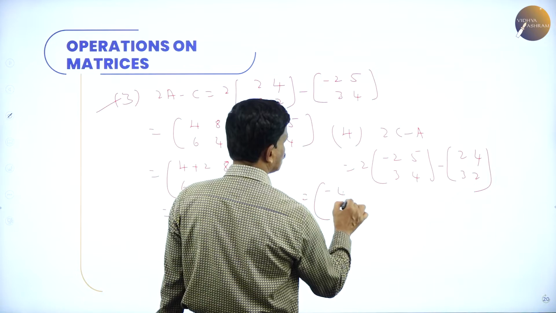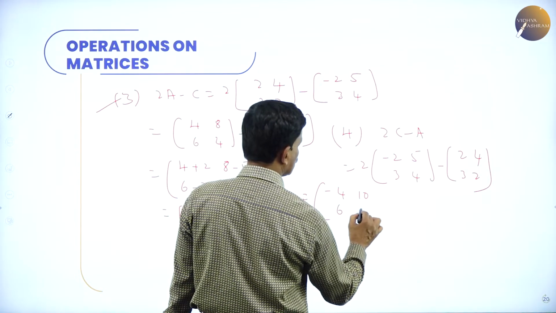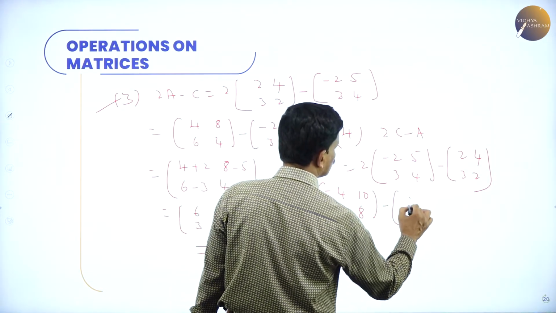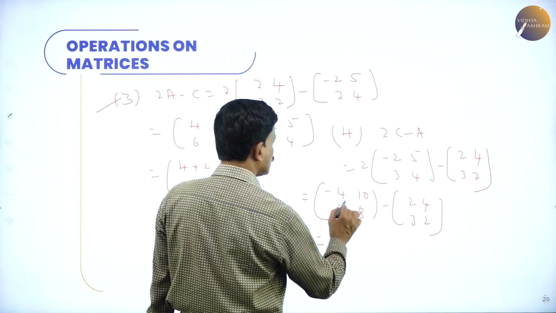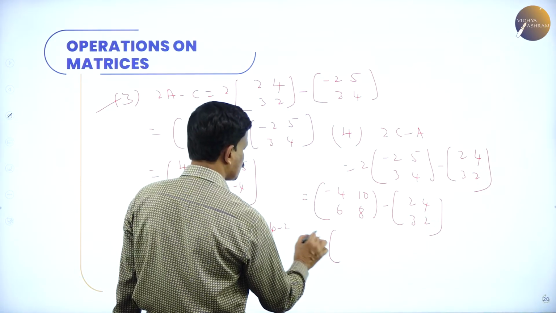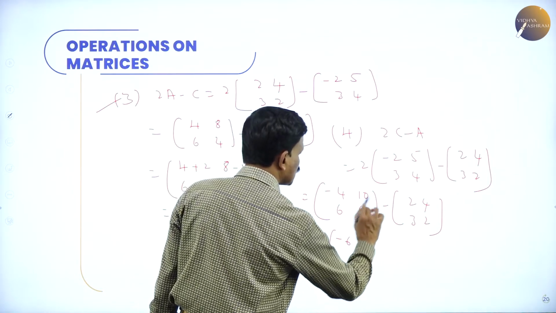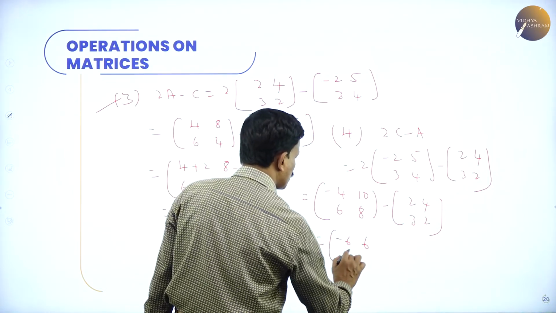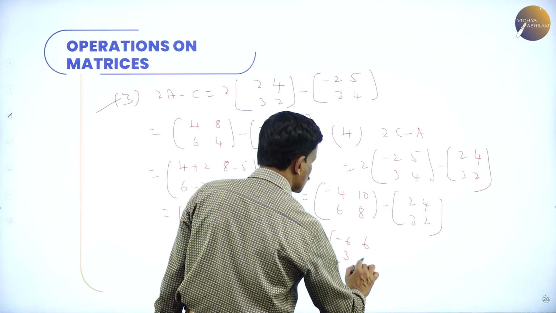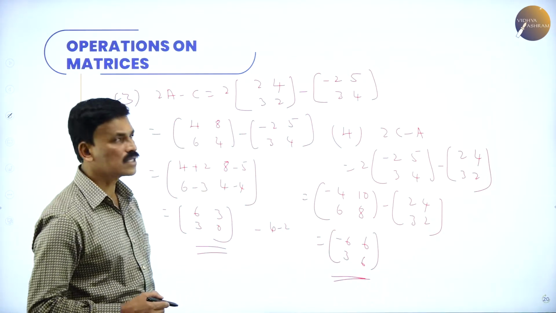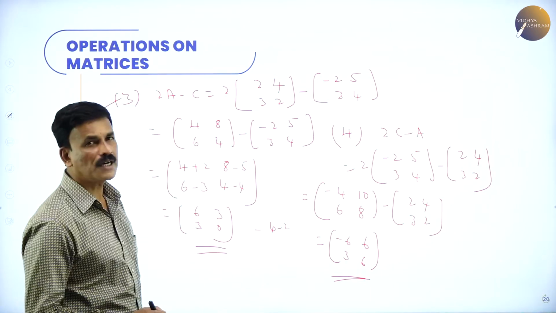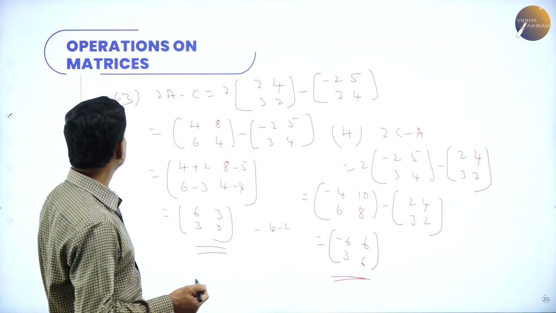Multiply by 2: minus 4, 10, 6, 8, minus 2, 4, 3, 2. Subtract this. Minus 4 minus 2 is minus 6, 10 minus 4 is 6, 6 minus 3 is 3, 8 minus 2 is 6. Minus 6, 6, 3, 6 is the required answer. That's it. Okay. Now, let us come to the next problem.